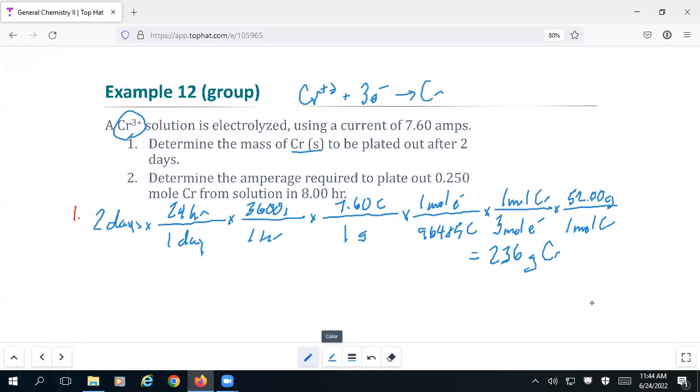So that better be one big hubcap. Now, considering 2 days of chroming on it, yeah, that's a lot of chromium. It makes you wonder what the solution was that it came from in the first place. So that's the first one.